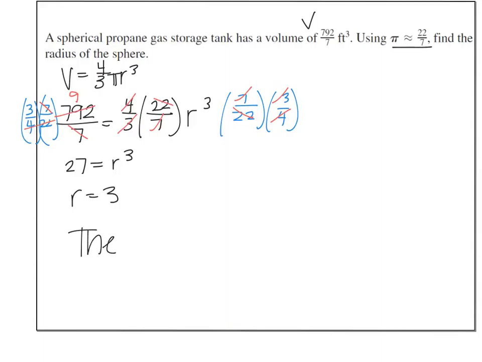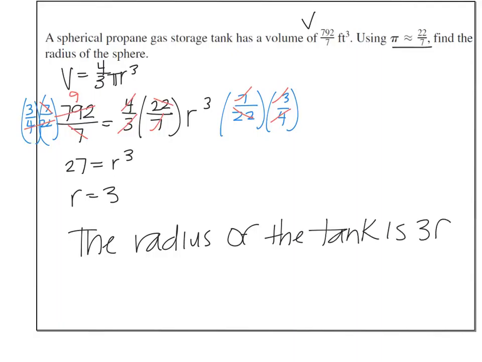So the radius of the tank is 3 feet. Now you could have multiplied this over here. You could have gotten 88/21 and then multiply by the reciprocal of that on both sides. Either way, it doesn't matter as long as you get r cubed by itself.